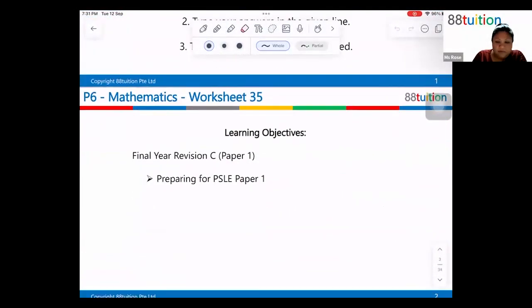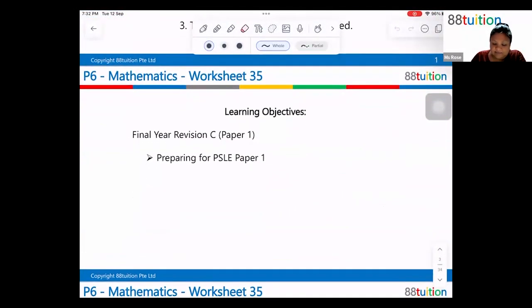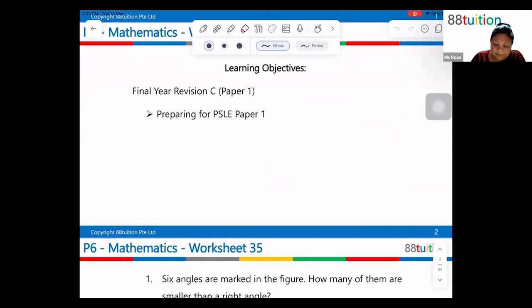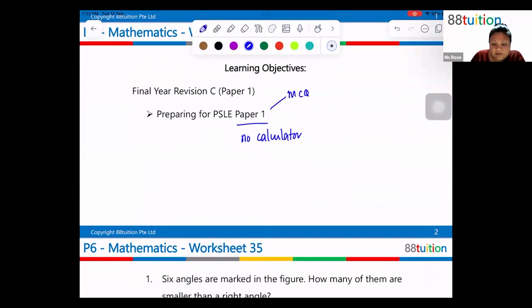Okay, I'm going to go through today's lesson. Today's lesson tutorial covers paper one questions. So that means no calculator. These are all your MCQ and SAQ questions.